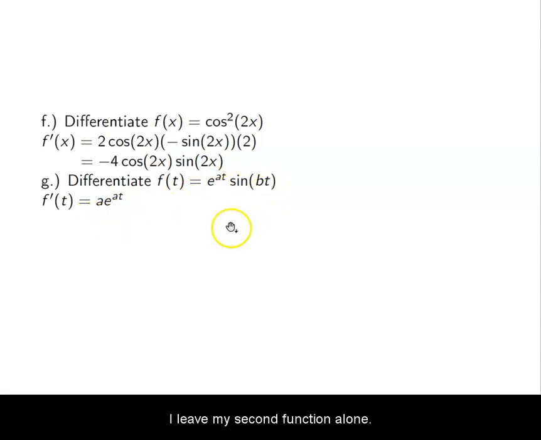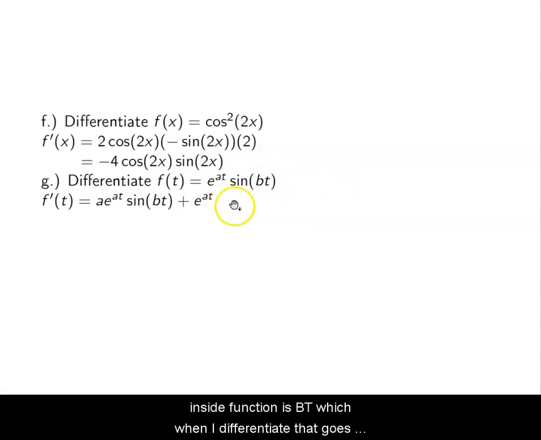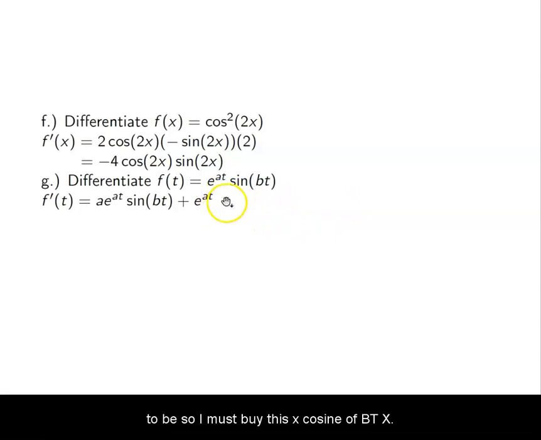I leave my second function alone, and I add to that my first function being left alone, and I differentiate my second function. So here, just like we saw previously, my outside function is sine, so that will go to cosine. And the inside function is bt, which when I differentiate that goes to b. So I'll multiply this times cosine of bt times b.